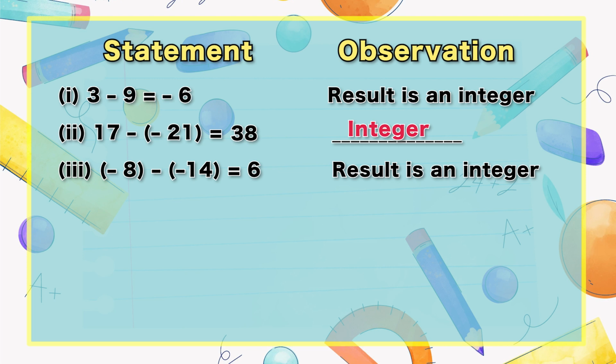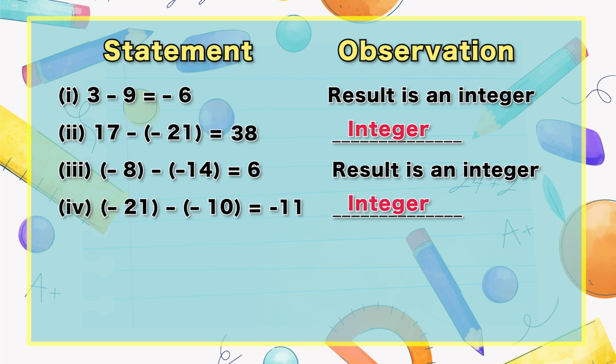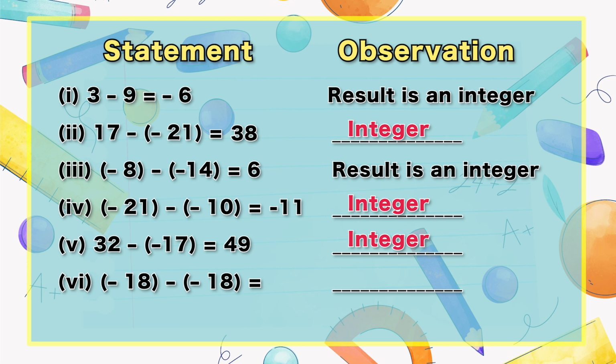The result will be an integer. In the fourth one, minus 21 minus minus 10 is actually minus 21 plus 10, which is minus 11, and minus 11 is an integer. Similarly, 32 minus minus 17 is 32 plus 17, and again 49 is an integer. Minus 18 minus minus 18, what is it? Of course, it is 0, and 0 is an integer.